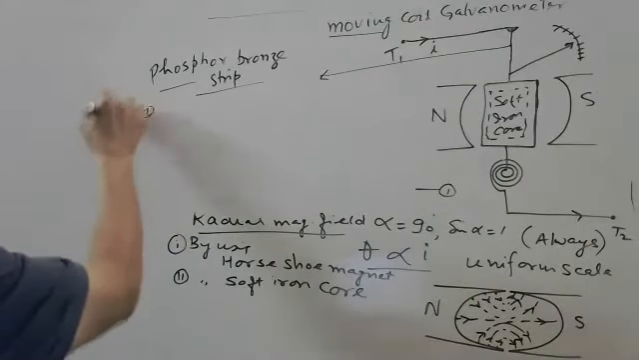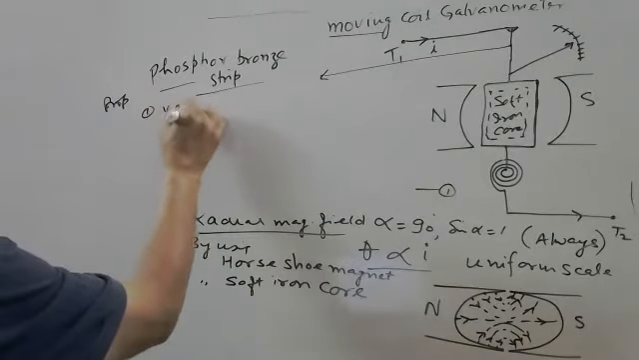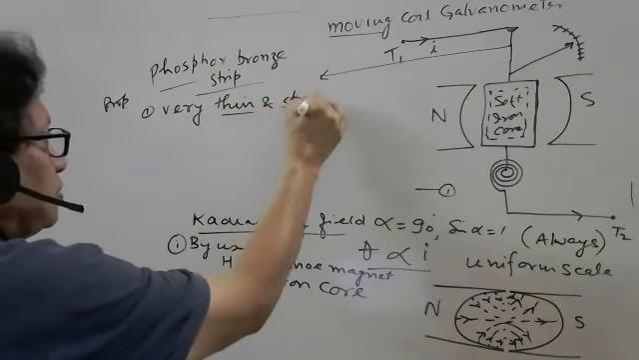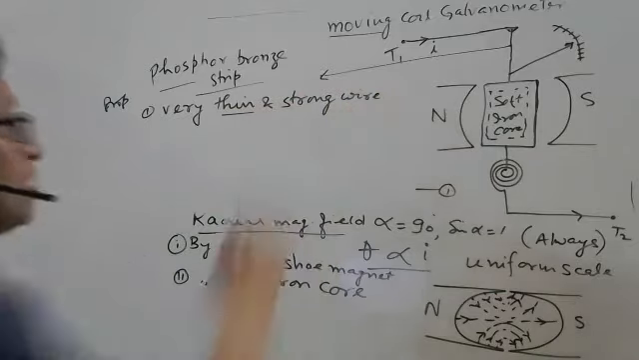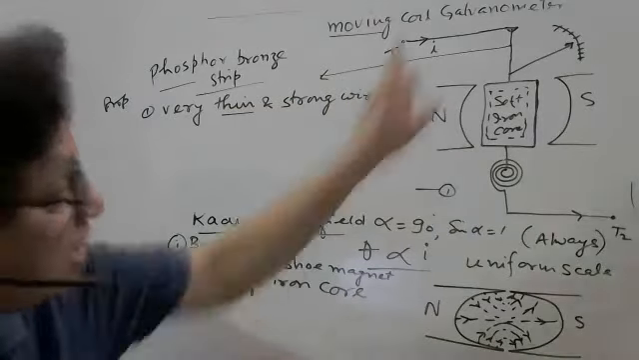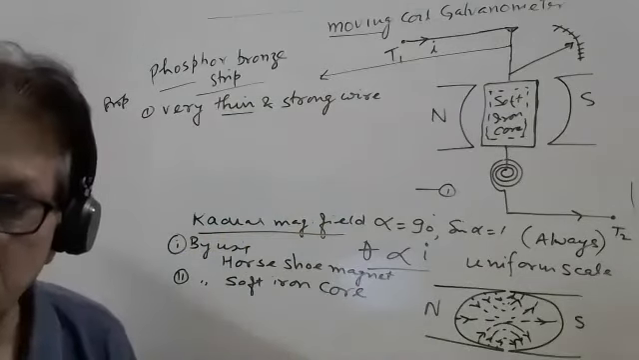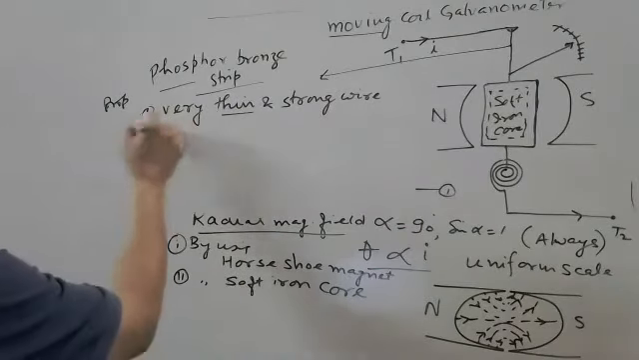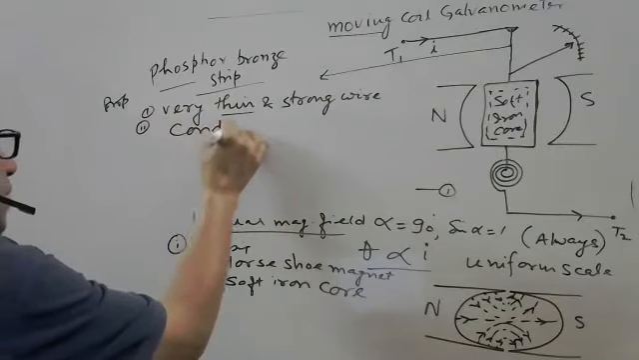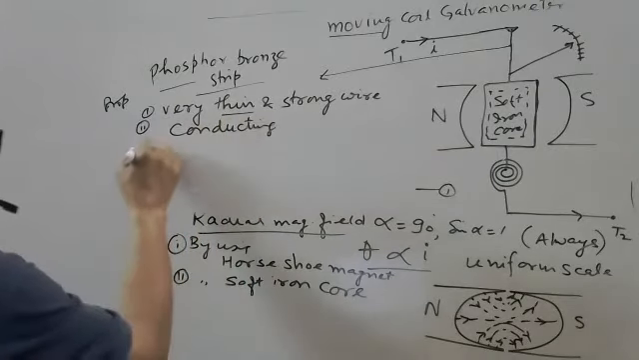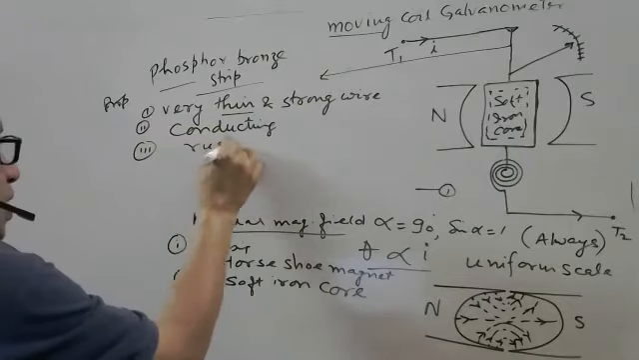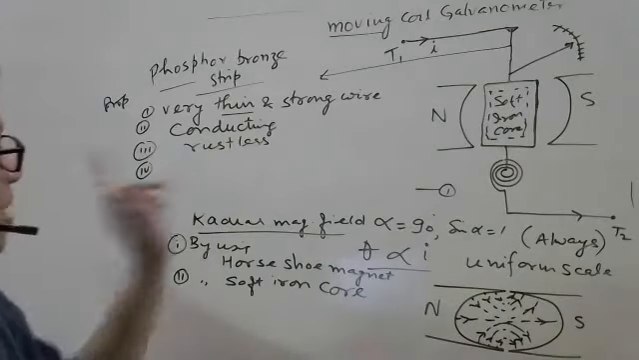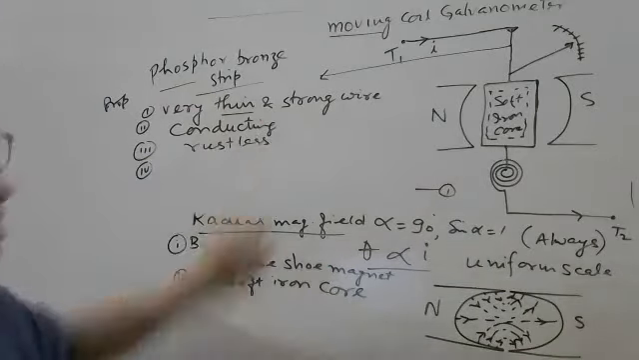So the properties of this wire: very thin and very strong wire. At the same time, current is flowing, and a very small current of the order of microampere. It means it should be conducting also. This wire must be very conducting also. Rustless. Very thin, very strong, conducting wire, rustless.